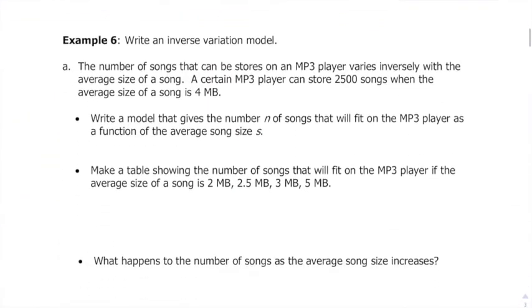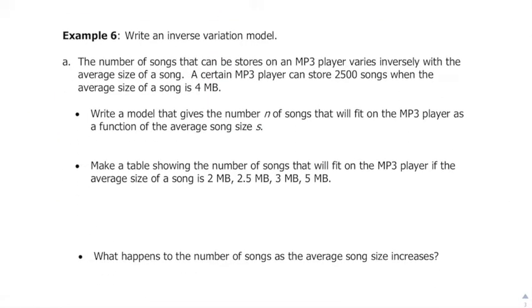Let's look at some real world examples. Maybe it's not intuitive right off the bat, like what a real inverse variation relationship is. So here's a good example. The number of songs that can be stored on an MP3 player varies inversely with the average size of a song. So this one's slightly outdated. I don't know if anyone uses iPods or MP3 players or whatever. Now y'all just have it on your phones.